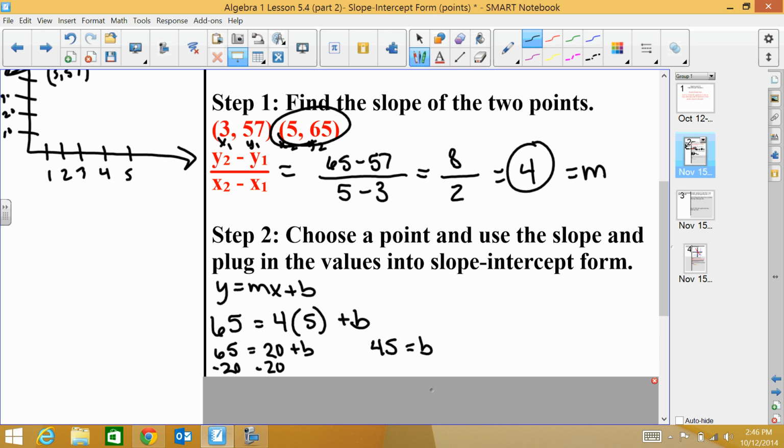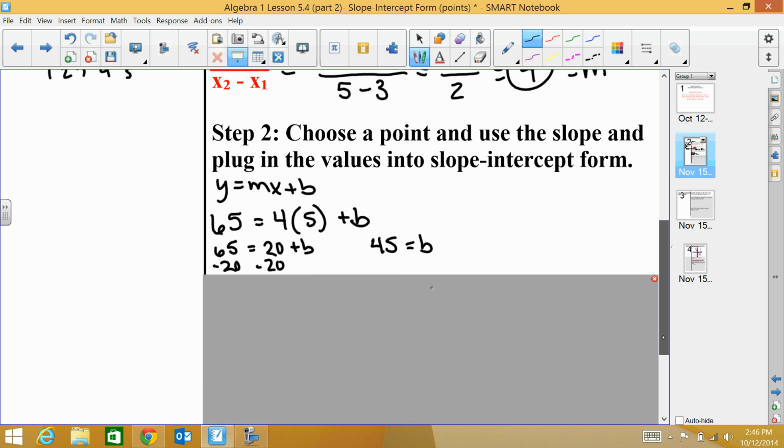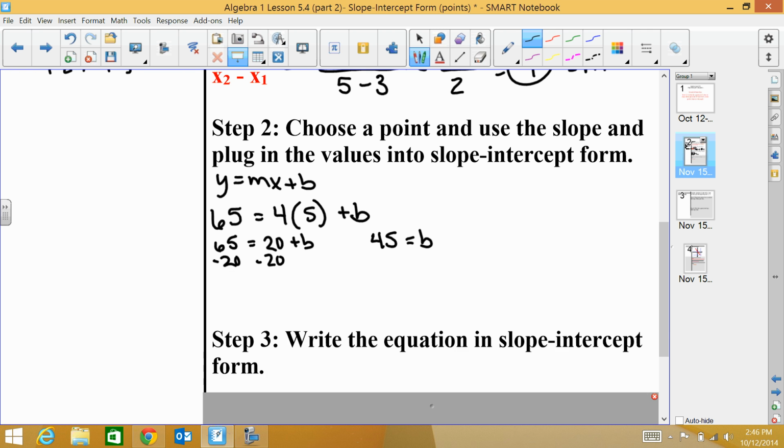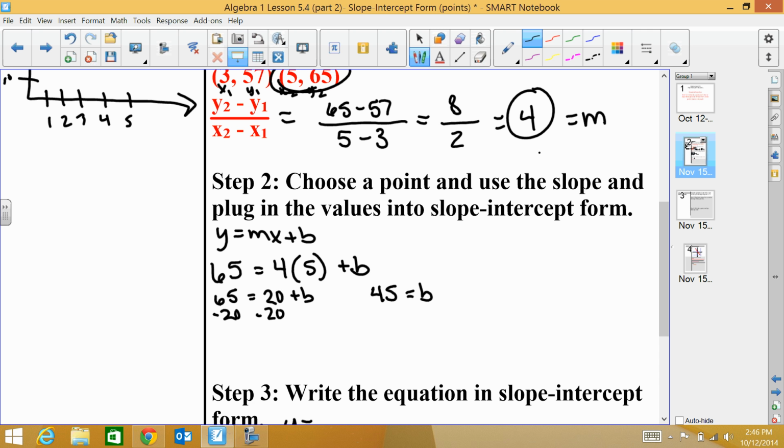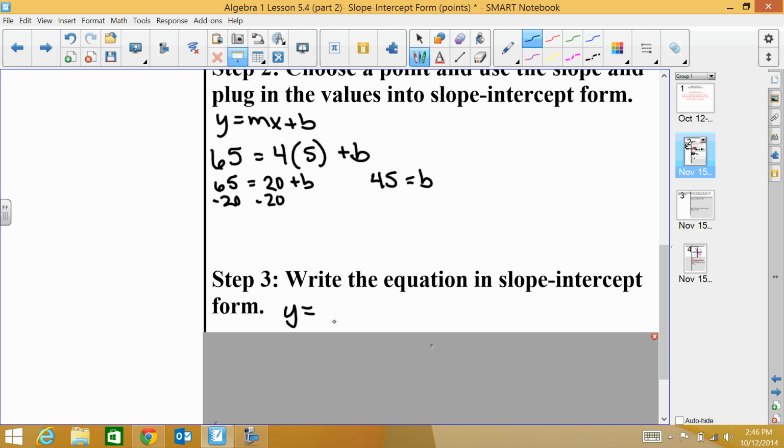So now I should have all the necessary parts to my equation to write it in slope-intercept form. So now I have y equals, and what was my slope? Well, if I go back up, my slope was 4 right here. So I go back down, I have 4x plus b, and I found out that b was 45. So this would be the equation that passes through those 2 points.